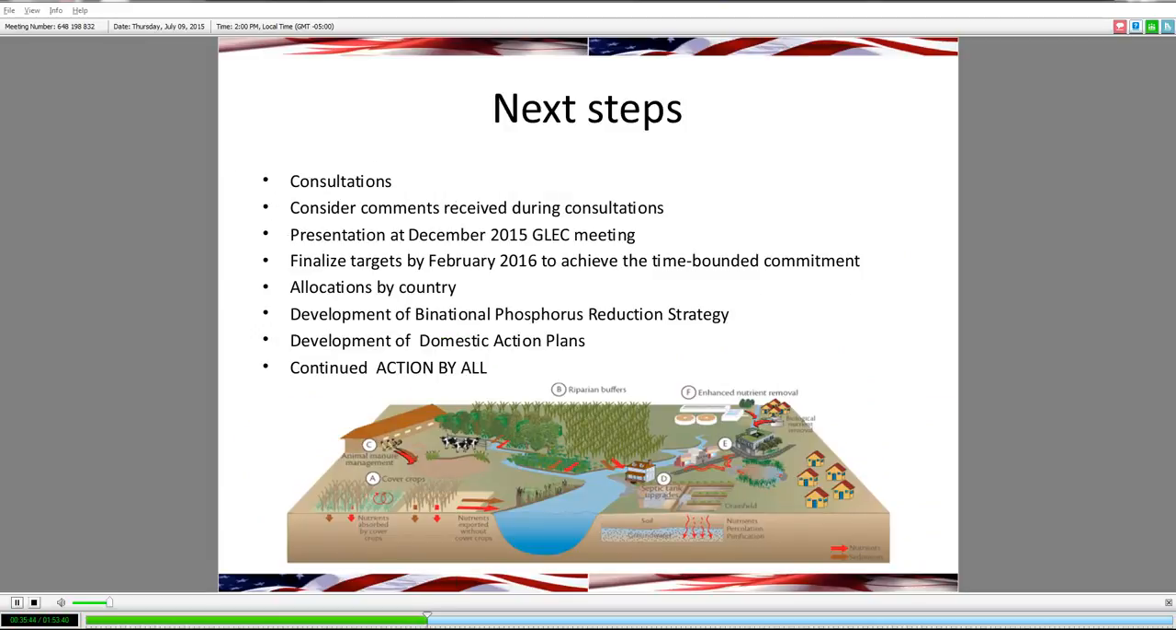We're going to finalize our allocations by country, and then the next thing we're really working on is the domestic action plan. So that's the implementation plans for how we're going to actually achieve the 40%. And lots of folks have mentioned the fact that there's additional actions that are already going on, and those efforts will continue to help achieve some of these reductions.